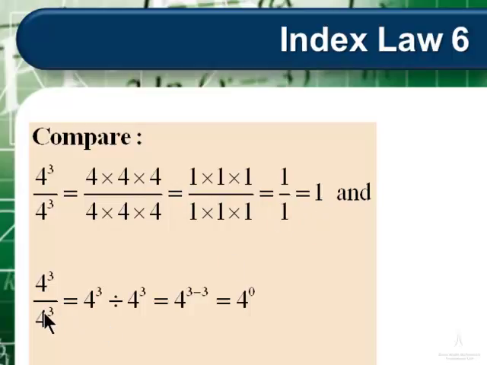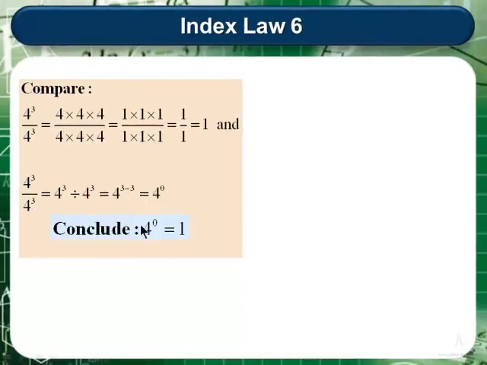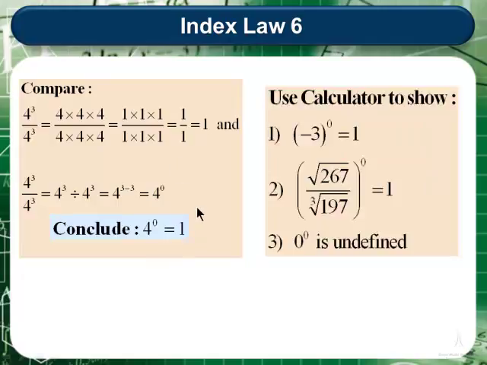But if I apply the division rule, 4 to the power 3 over 4 to the power 3 is the same as 4 to the power 3 divided by 4 to the power 3, which is 4 to the power 3 minus 3, or 4 to the power 0. Now, in both these cases, we started with the same expression. So therefore, we can conclude that 4 to the power 0 must be equal to 1. And this is an important principle.